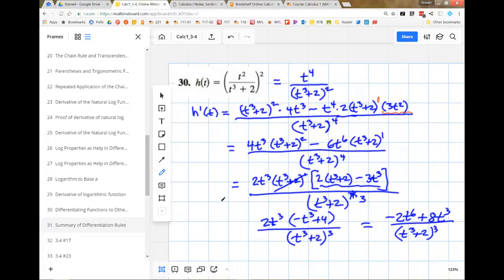Well, when you simplify this thing in brackets, that's 2t cubed plus 4, and 2t cubed minus 3t cubed is negative 1t cubed. So anyway, I would say you should get down to either here or here. Either one would be a fully accepted result. Any questions on number 30?